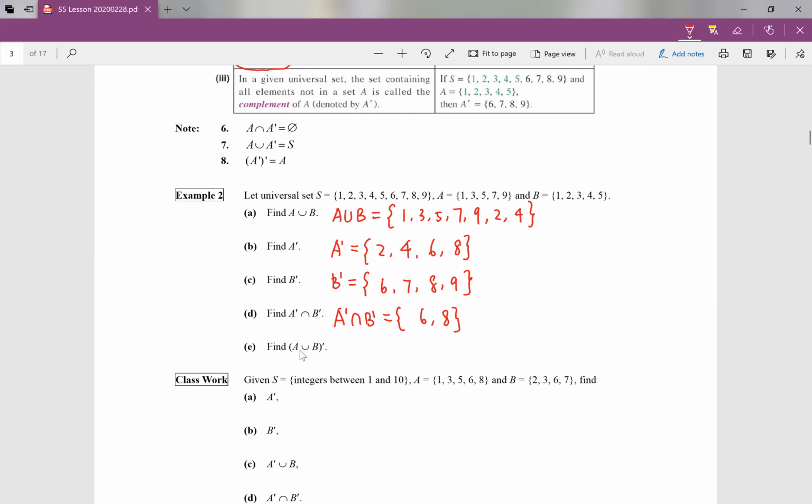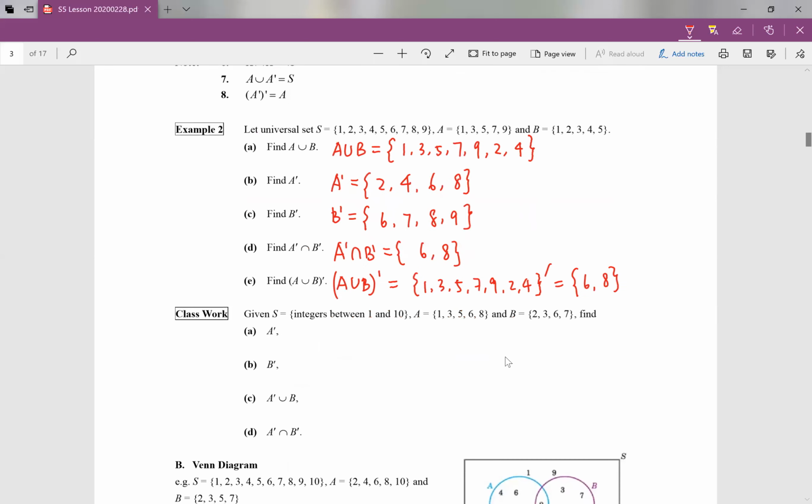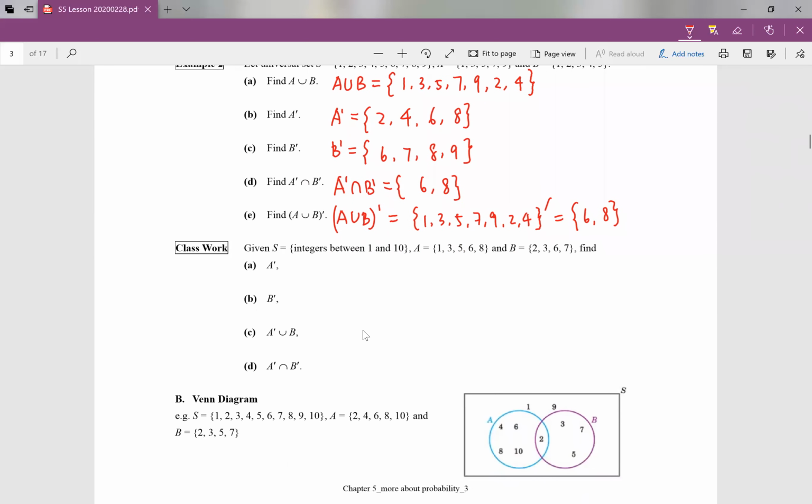Next one. A union B bracket and then complement. A union B bracket complement. It means this, the answer of A union B, 1, 3, 5, 7, 9, 2, 4, and then the complement. And that will equal 6 and 8. Okay? You can finish the classwork. You can pause the video and finish the classwork, and check your answer with me.